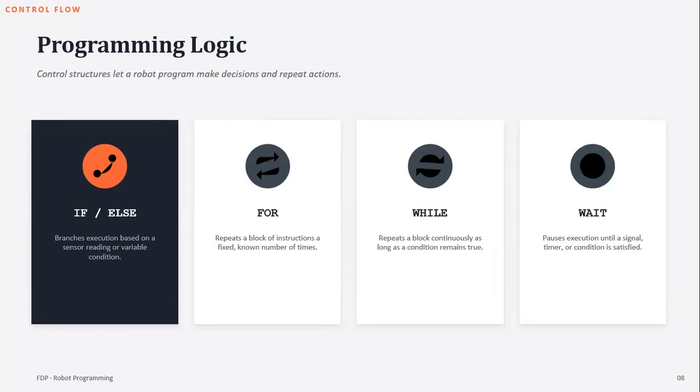Next thing, we shall understand the importance of programming logic in robot operations. Programming logic allows the robot to make decisions during operations. Here are some of the conditional statements like if and else. If and else help the robot to react to the changing conditions. Loop statements such as for and while are used for performing repeated tasks efficiently. Wait commands synchronize robot actions with sensors and external devices.